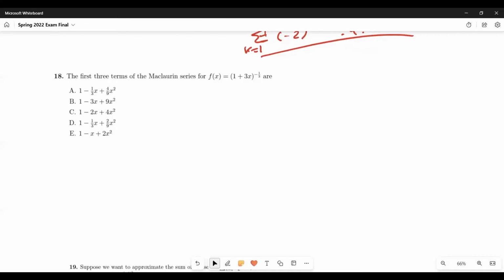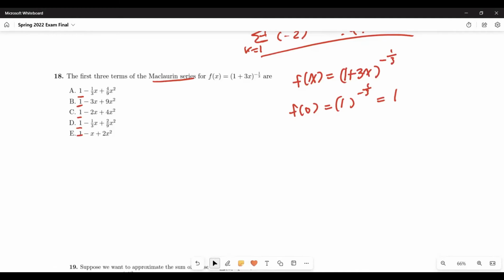Okay, this question asks to find the first three terms of the Maclaurin series. Okay, let's write it down. Our first one, f of x is equal to 1 plus 3x to the negative 1/3 power. Lovely. Cool. And then, since it's Maclaurin series, it's at point 0. So f of 0 is equal to 1 to the negative 1/3 power, which is 1. So it starts with 1. Everything starts with 1, so that doesn't help.